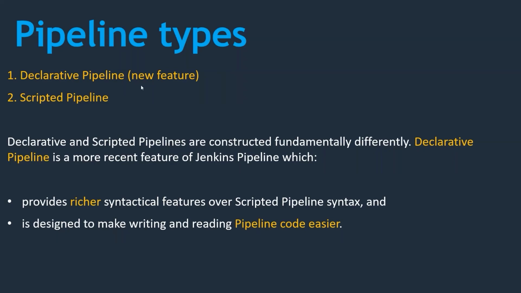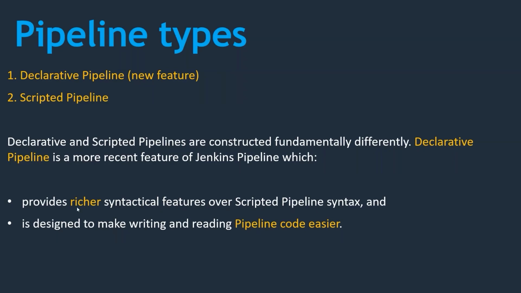In the declarative pipeline, there is a certain procedure and it is easy to manage. You can see here that declarative and scripted pipelines are constructed fundamentally differently. Declarative pipeline is a more recent feature of the Jenkins pipeline. If you use the declarative pipeline, what does it give? It provides richer syntactical features over scripted pipeline syntax.